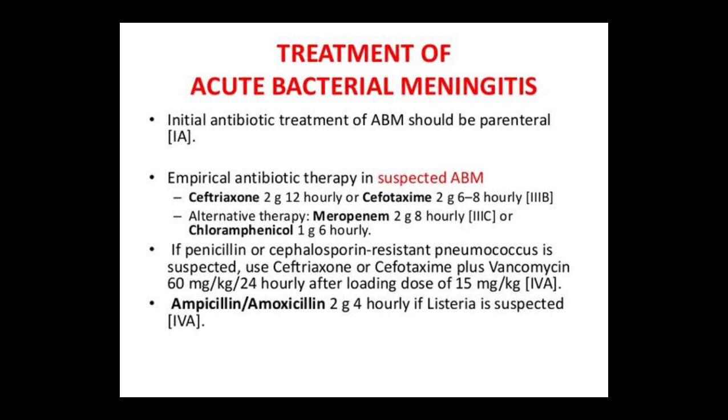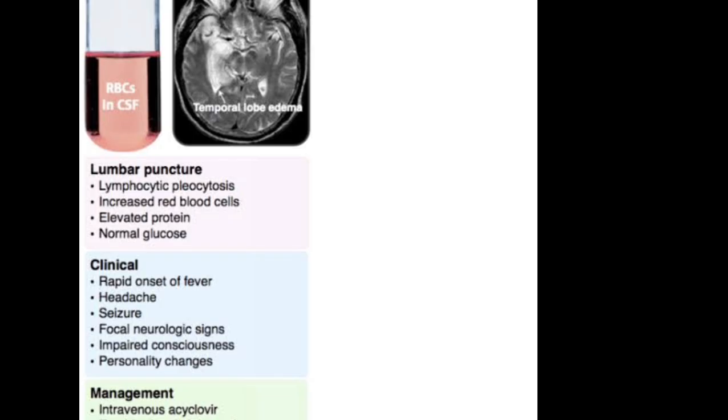As far as treatment of acute bacterial meningitis is concerned, we give third generation cephalosporins, or we can give meropenem, or we can give chloramphenicol. But these days, we do not give chloramphenicol. And in very young patients and in very old patients, we cover listeria with ampicillin or amoxicillin 2 gram 4 hourly. So after the treatment of acute bacterial meningitis, we will discuss something about viral encephalitis.